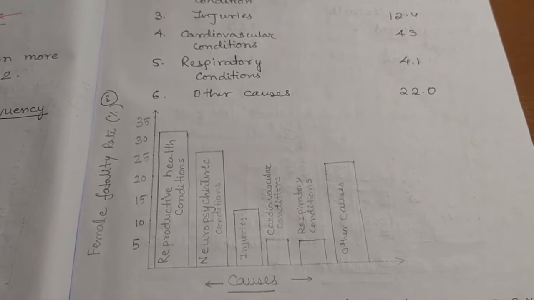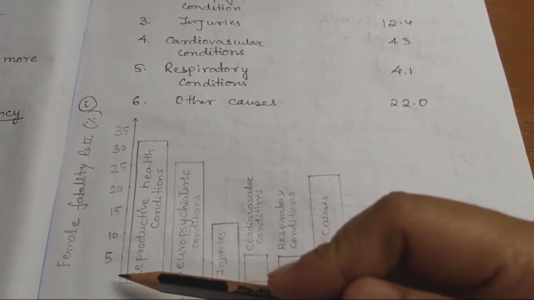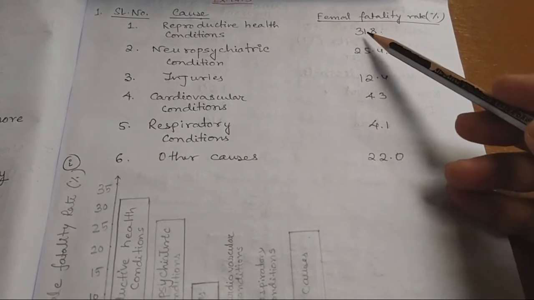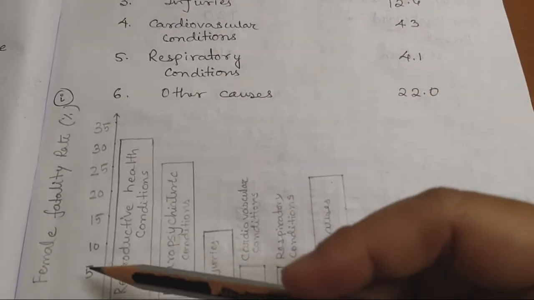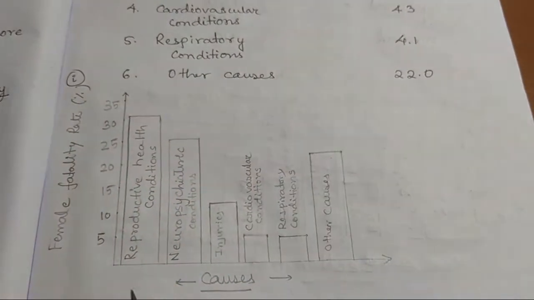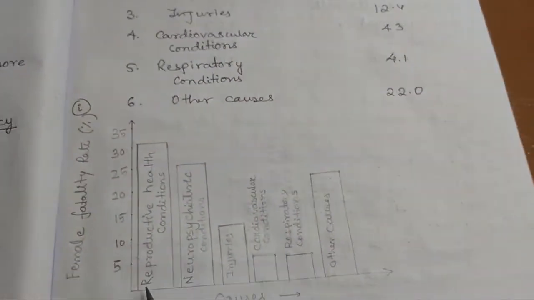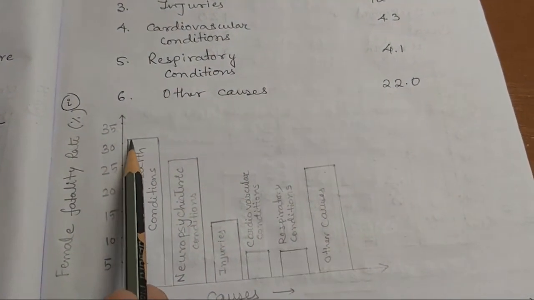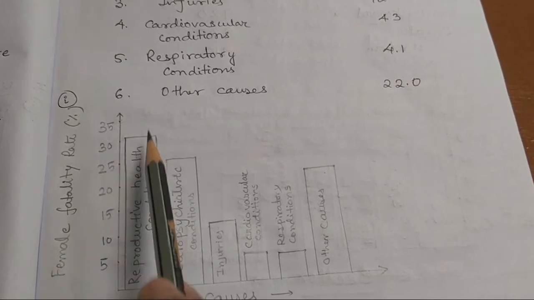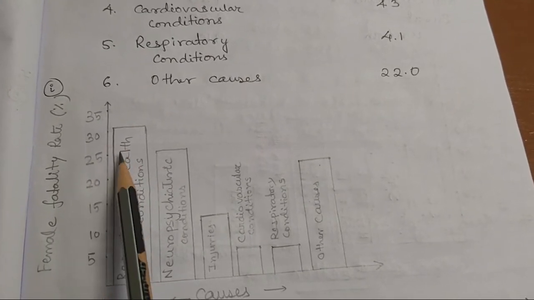So what I did, you can see in this y-axis I pointed out the frequency. You can see the lowest is 4.1 and highest is 31.8. So I wrote here 5, 10, 15, 20, 25, 30, 35. These are the frequency. The first cause was reproductive health condition, that is 31.8. So for 31.8, I drew a line and the bar here, approximately.